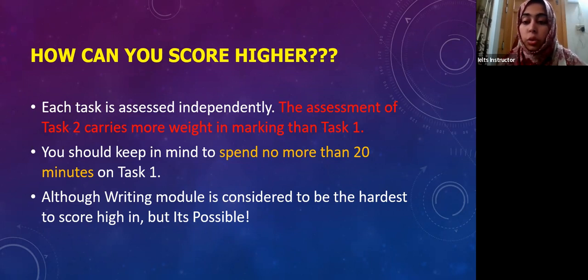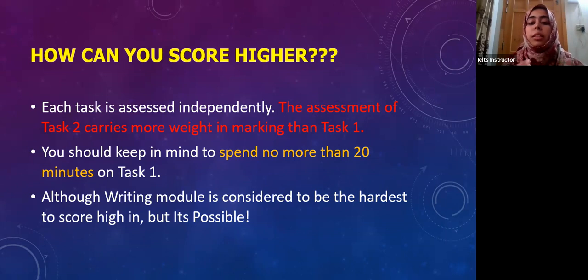All right. So you should not spend more than 20 minutes on task 1. Usually the summary is relatively shorter. Just consider it consists of 2 to 3 paragraphs, and writing 150 words is not that hard. So you should not spend more than 20 minutes.